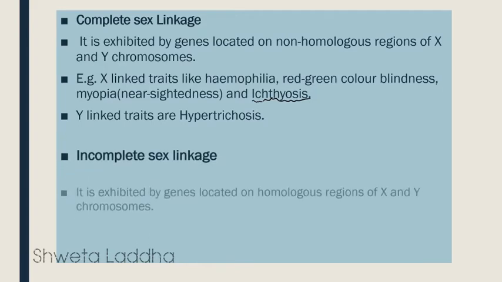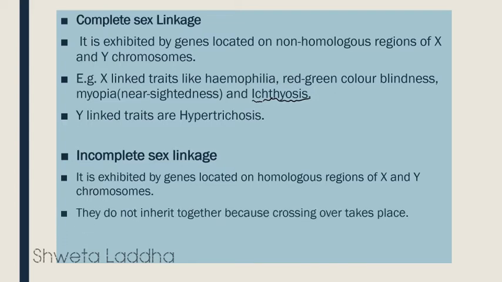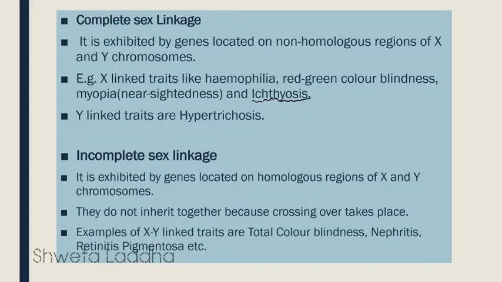Incomplete sex linkage is exhibited by genes located on the homologous region of the X and Y chromosome. They do not inherit together because crossing over takes place. Examples of XY-linked traits are total color blindness, nephritis, and retinitis pigmentosa.